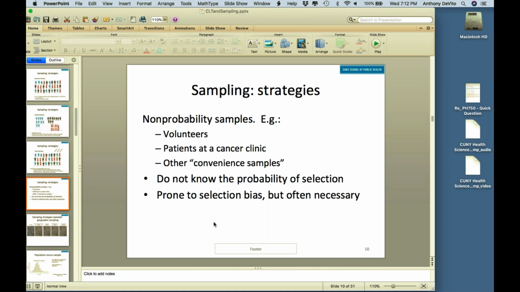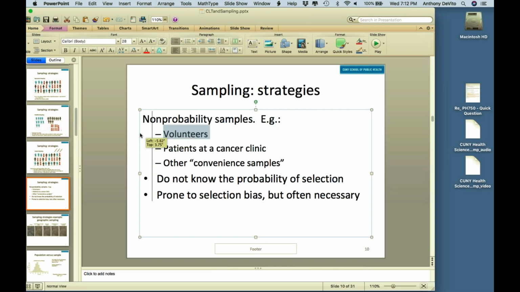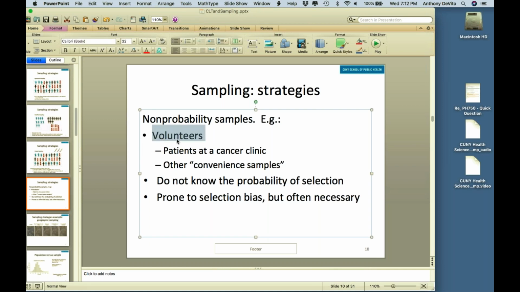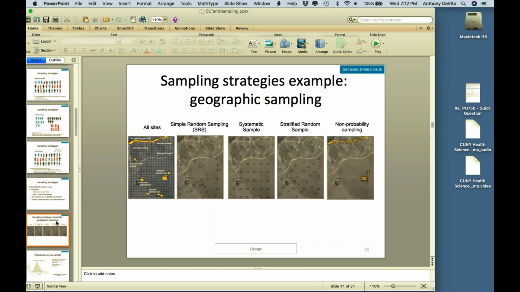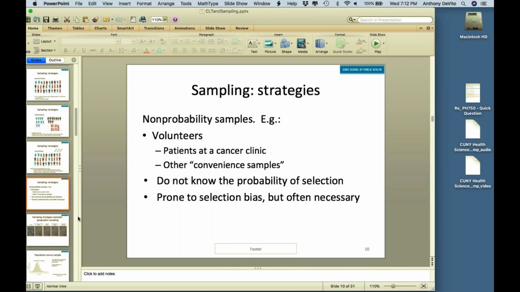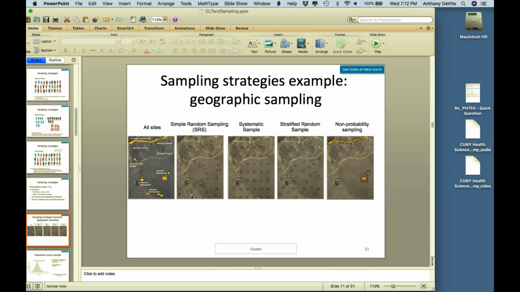Sometimes you're in a situation where you're forced to do that. For instance, volunteers. Very frequently, you'll be doing surveys, and you'll be looking for volunteers to take your survey. So that's not really a random sample. Some people may be more likely to volunteer than other people. And we're really not sure about how much bias we're introducing when we do that. Okay, but certainly not random. Okay, then this is geographical random. This is the various kinds of sampling techniques, kind of illustrated using GIS or graphics.